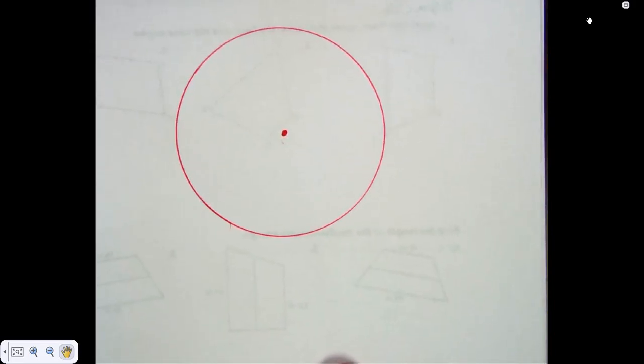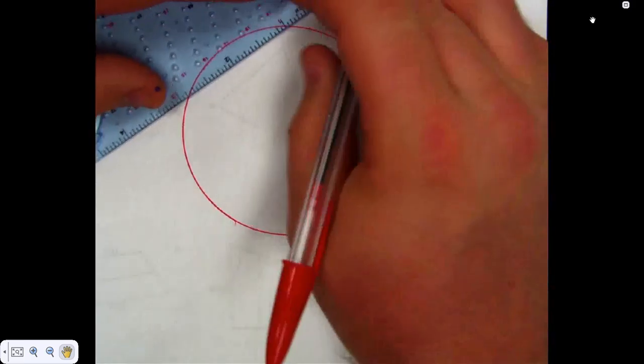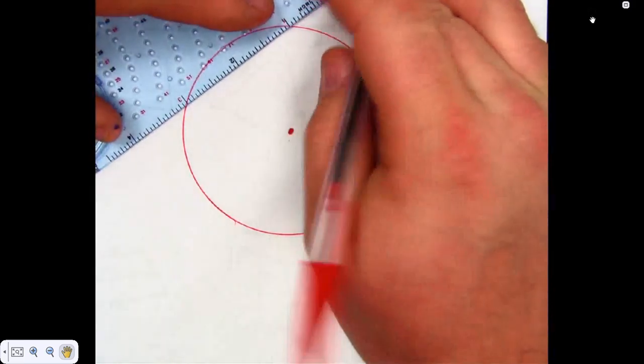Now, I'm going to draw two congruent chords again. I'm going to go with 2-inch chords again.